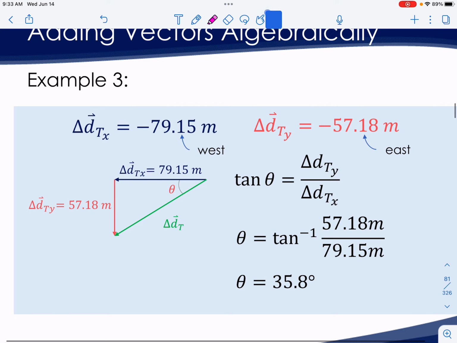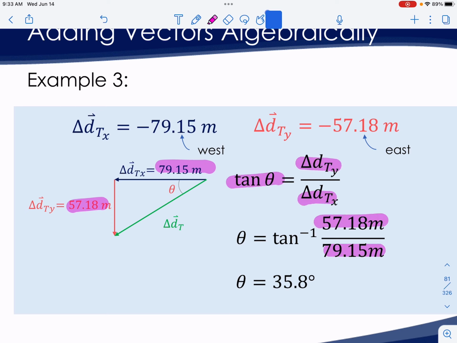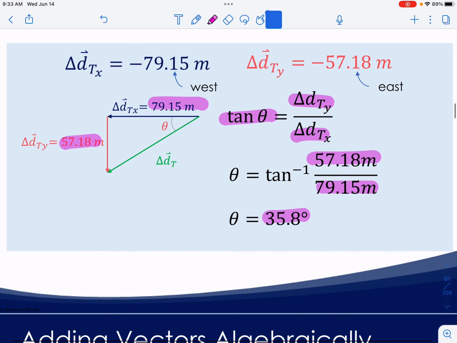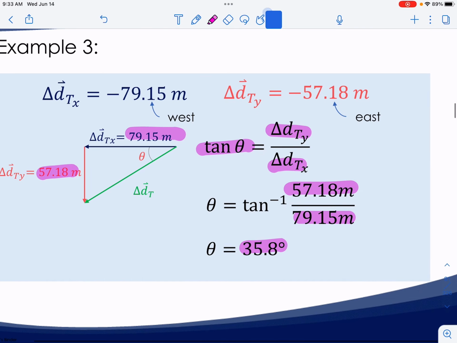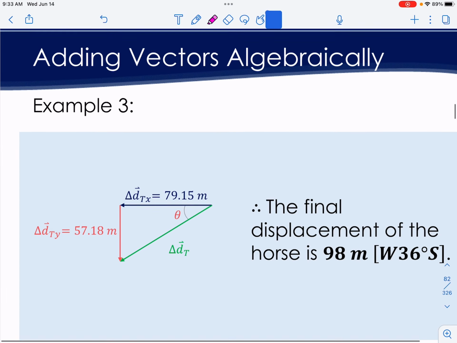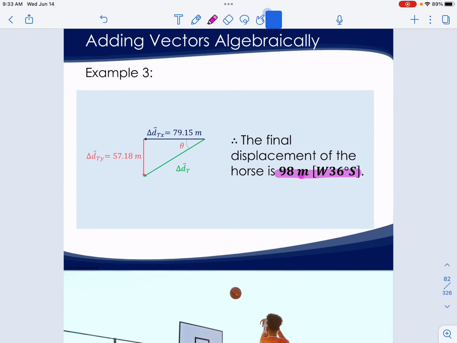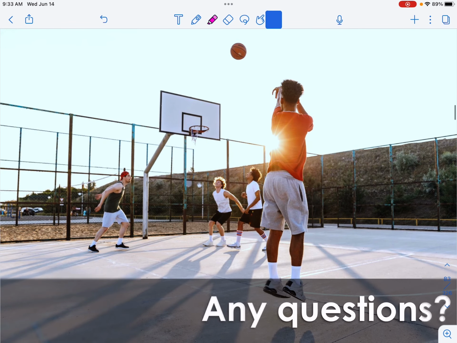Now you have to find the angle. To find the angle, you know the opposite and the adjacent, so you're going to use the tan function. You plug that in, and you find the inverse tangent to get 35.8 degrees. So that's your answer. Yeah, so the final displacement of the horse is 98 meters west, 36 degrees south. A lot of work to find that, but we did it. Any questions?